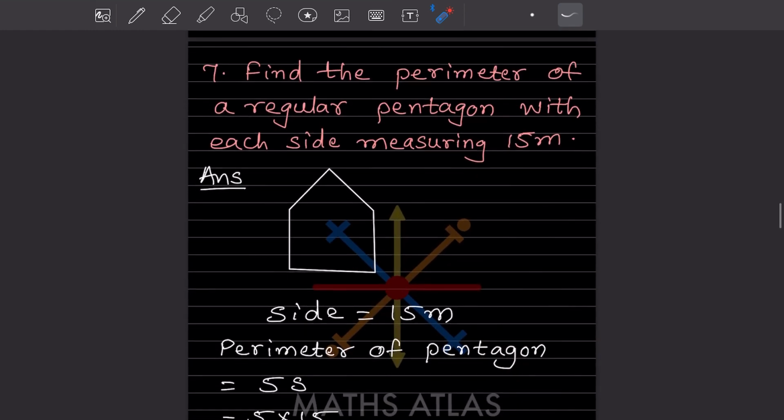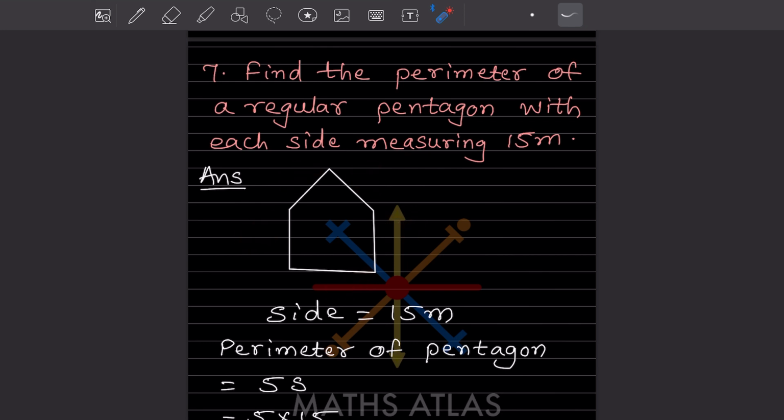Now the next one says find the perimeter of a regular pentagon. What do you mean by pentagon? It means 5 sides. Penta means 5. Now look here, with each side measuring 15 meter. So this is 15, this also is 15, this also is 15. These are all in meter.